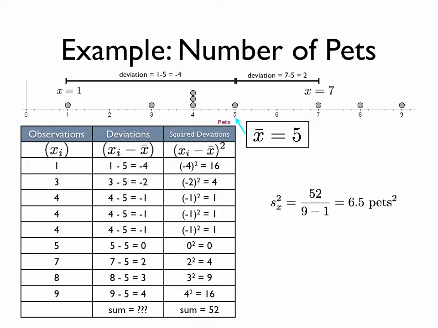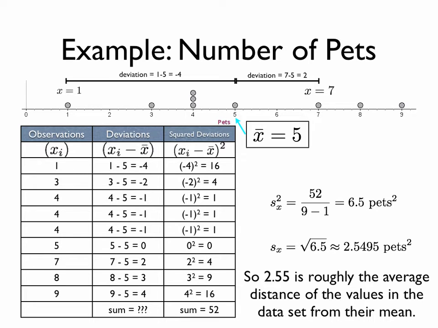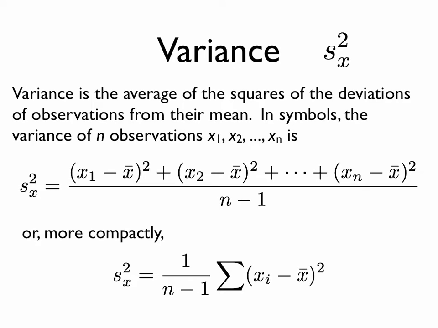So 52, the sum of the squared deviations, divided by 8 gives us 6.5 square pets. Well, square pets. We don't have square pets. And so the variance, which is what we just calculated, we square root the variance to give us standard deviation. So the standard deviation of this set is about 2.55, which gives us, on average, the distance the values are from their mean.